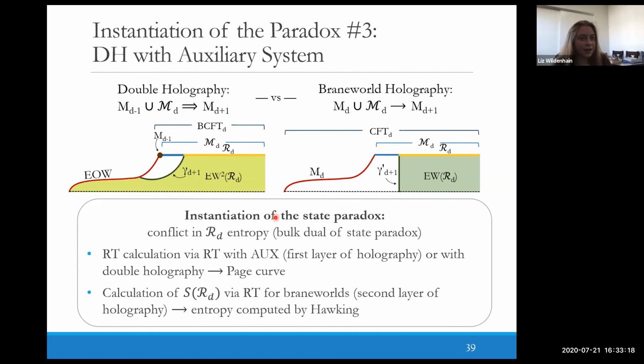So like I just said, if you do the RT calculation to compute the entropy of this script RD region using the doubly holographic RT prescription, or if you do it like we did with the second example, where you use the RT prescription with the auxiliary system, that gives you the result consistent with unitarity. It gives you the Page curve.